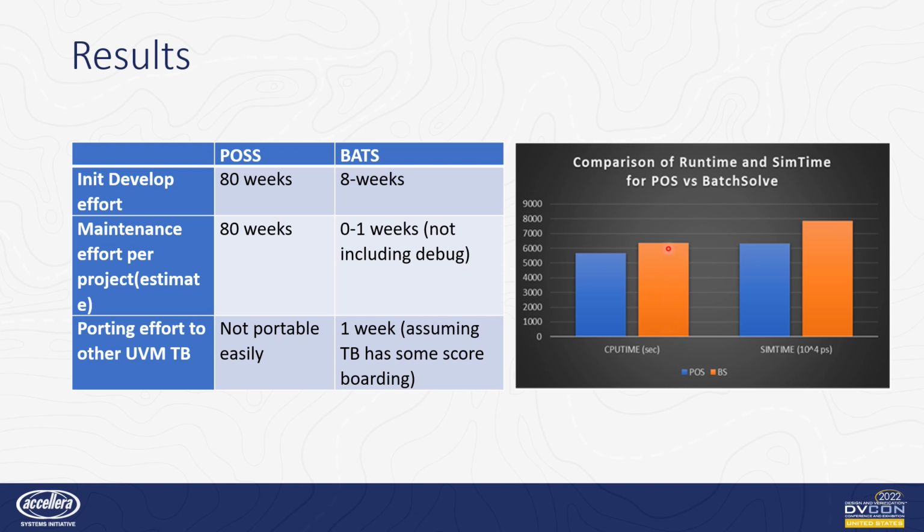However, when we run BATS, the test runtime and the sim time both increase by 10 to 15%. This is caused by the solver runtime and also the batching scheme.